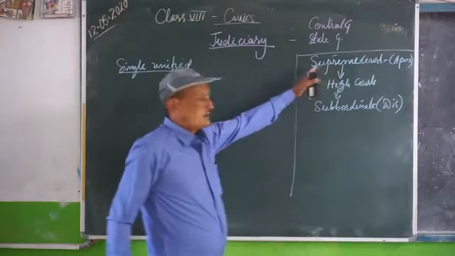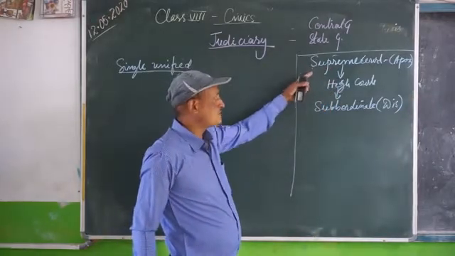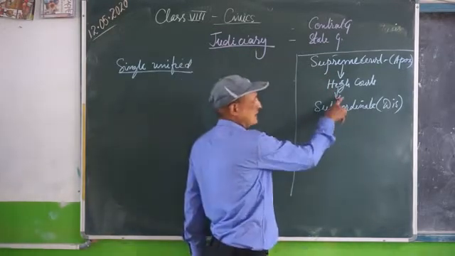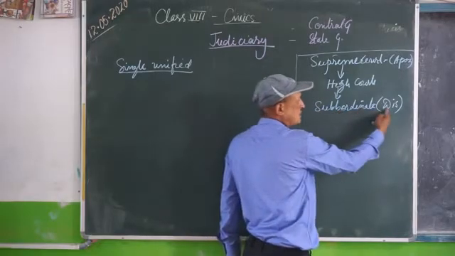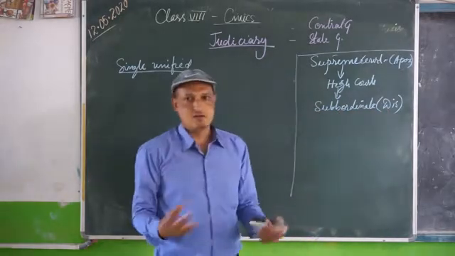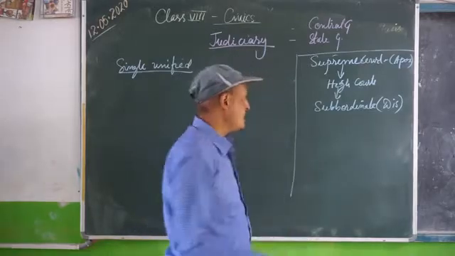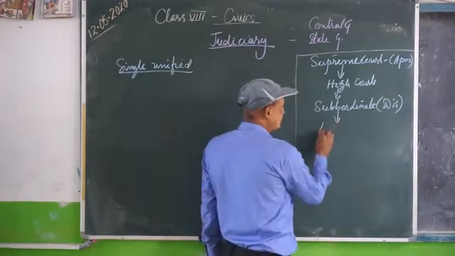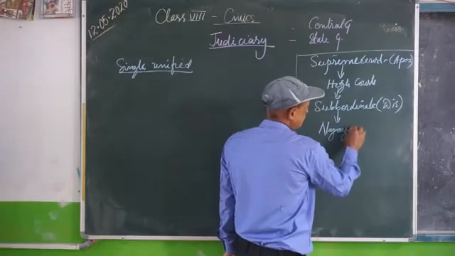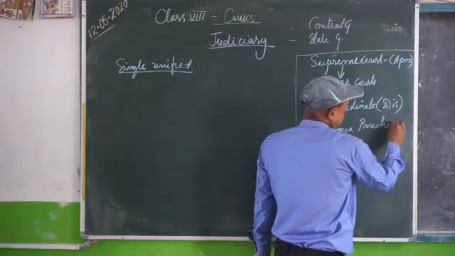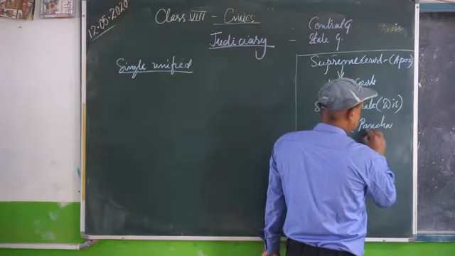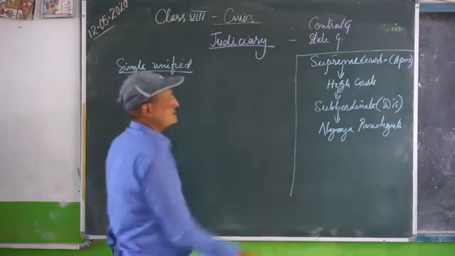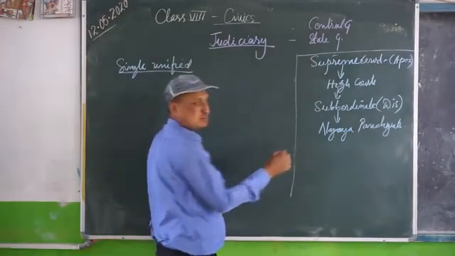So at the topmost level we have the Supreme Court. Under that, in the states we have the high courts, and within the state we have subordinate courts, also known as the district courts, under which we have civil courts, criminal courts and revenue courts. And at the grassroots level, or in the villages, we have the Nyaya Panchayats. So this is the structure of judiciary in our country.